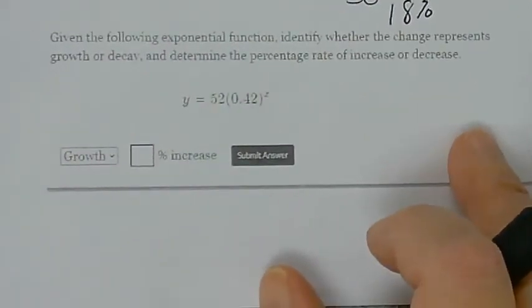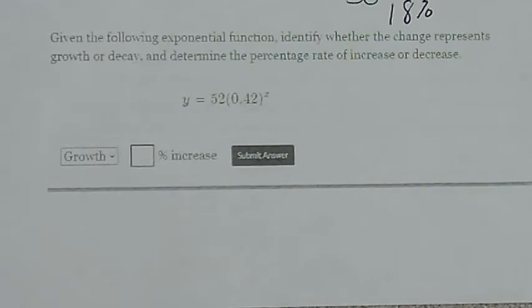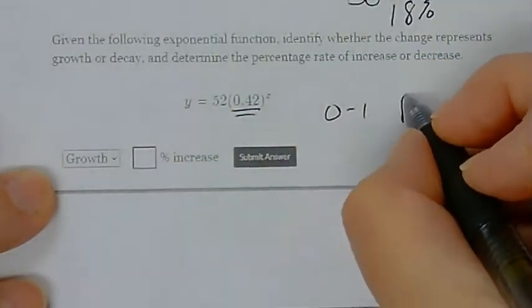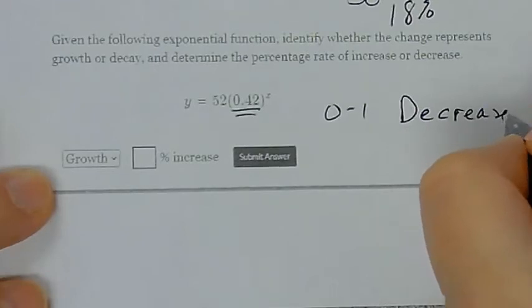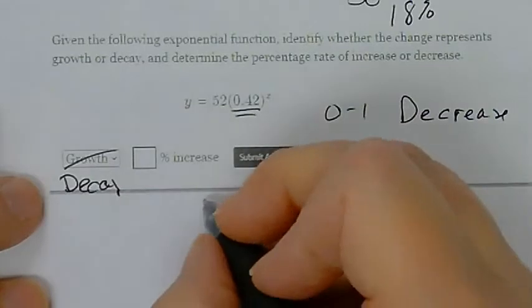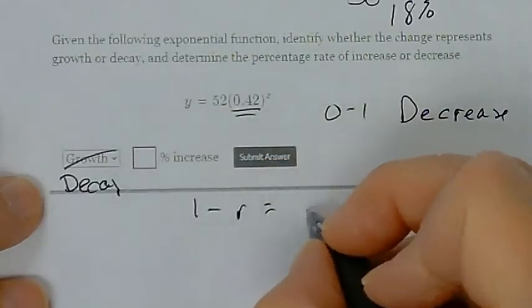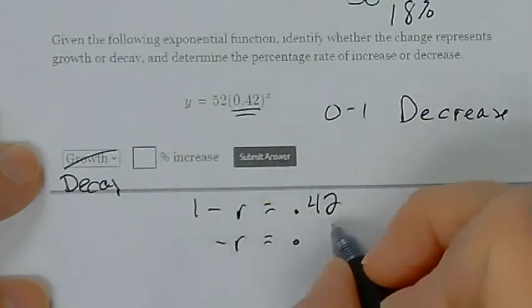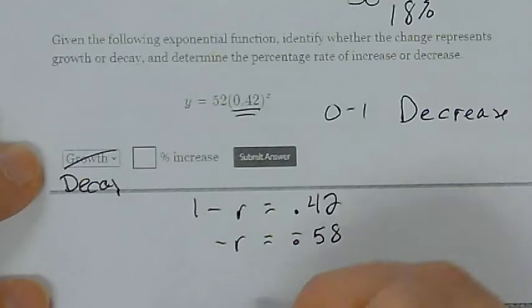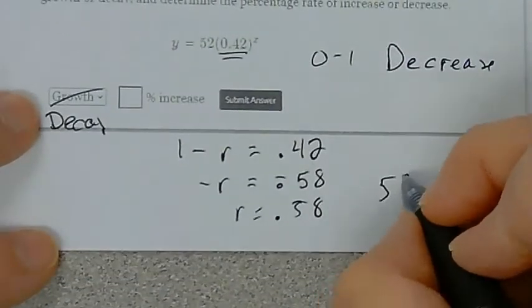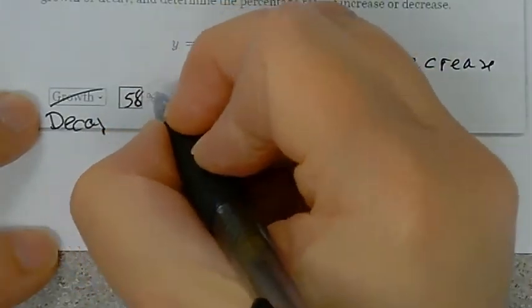Okay, let's look at the last one. First thing I want to do is determine if it's a percent increase or a percent decrease. So I'm going to look inside here. This one is between 0 and 1, so it's going to be decrease. So this thing is a decay, not growth. So 1 minus R equals 0.42. So negative R equals negative 0.58. So R equals 0.58. So since it's 0.58 as a decimal, this would be a 58% decrease.